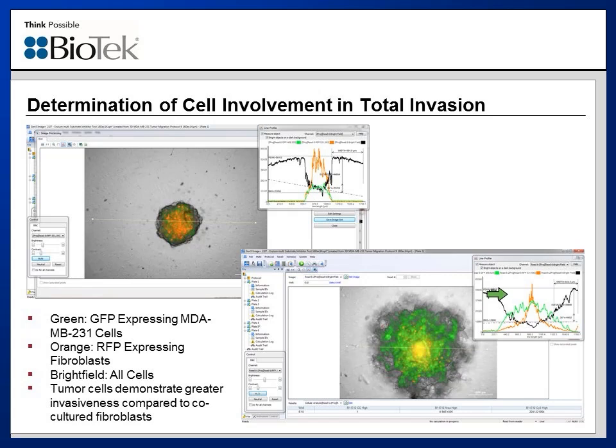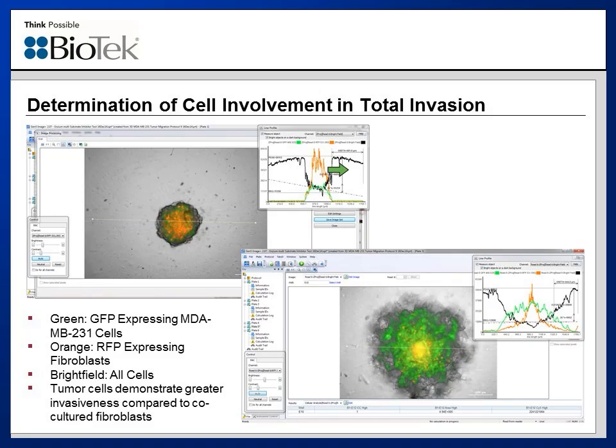On day 0, we can see the extent of the signal in micrometers covered by the GFP expressing breast cancer cells and RFP expressing fibroblasts matches up precisely to each other, as well as with the total area of the tumoroid, as we can see with the bright field signal.